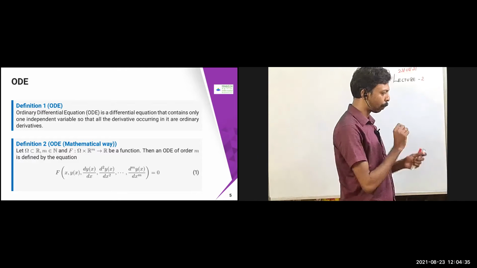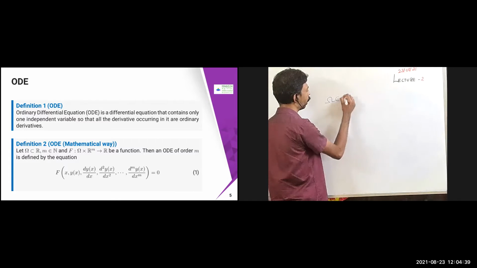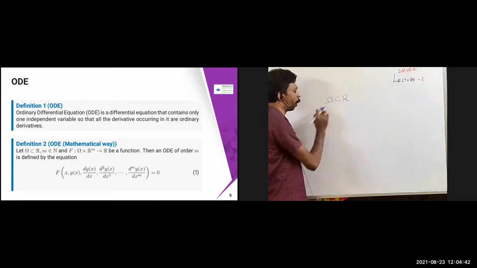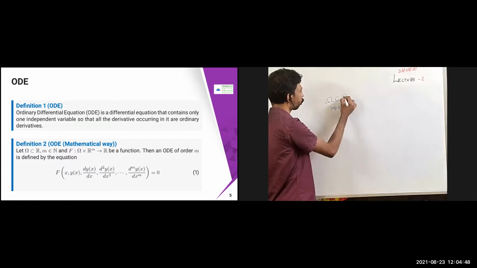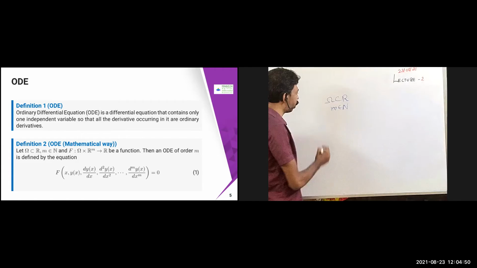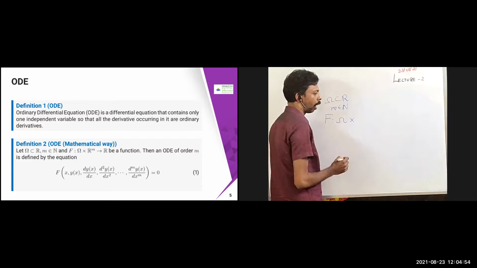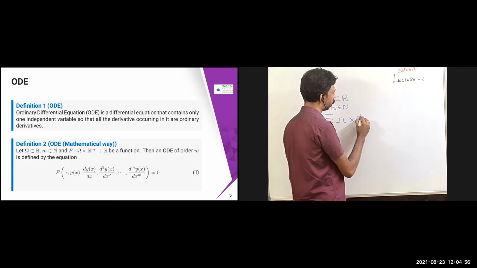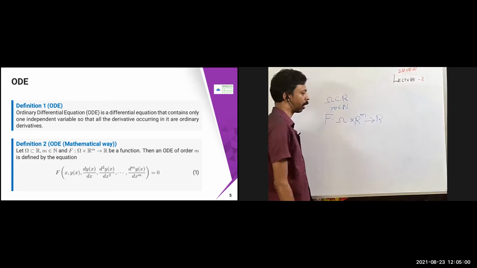So for example, a simple one you can take. Let us take omega, a subset of R. This is my domain, omega subset of R, and let's take m belongs to N, a natural number. Then I'm going to define a function f such that omega cross R power m to R, I'm going to define as follows.